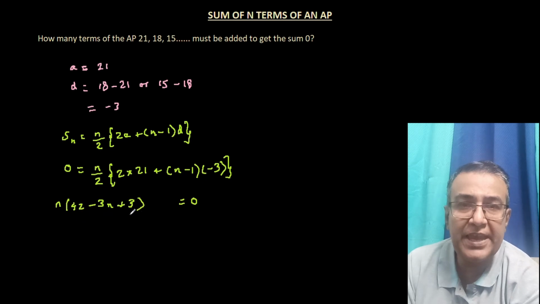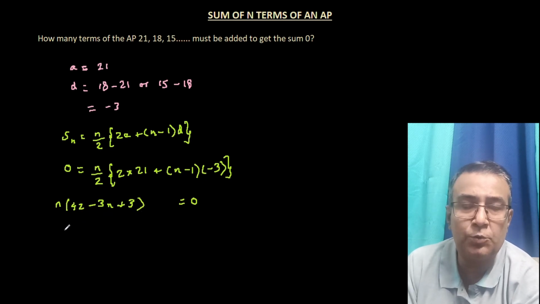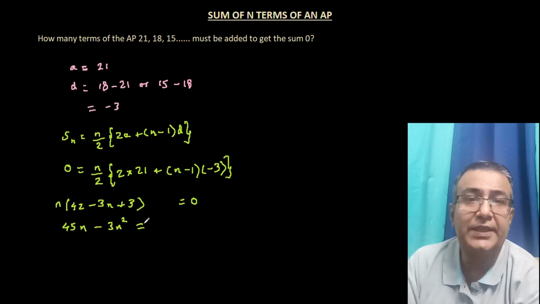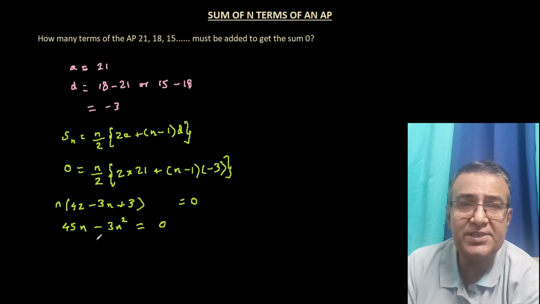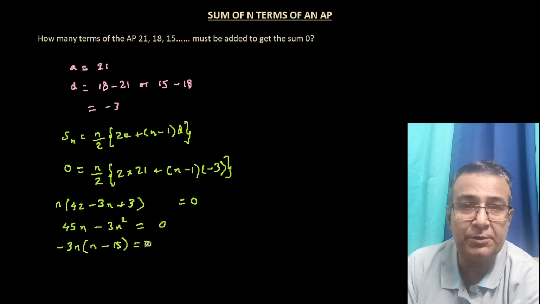So multiplying this n inside the bracket, 42 plus 3 gives us 45, so it becomes 45n minus 3n square. That should be equal to 0. Now we can see that we can factorize out 3n from here, but because we have got negative 3n square, I'll factorize out negative 3n. So inside the brackets, I will be left with n minus 15, and that should be equal to 0.